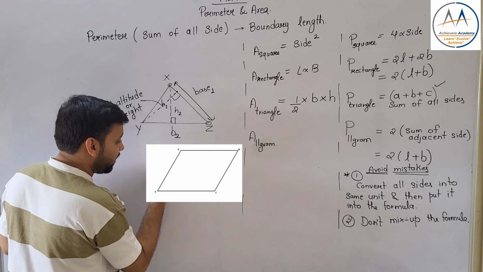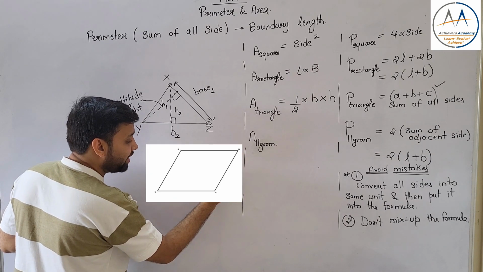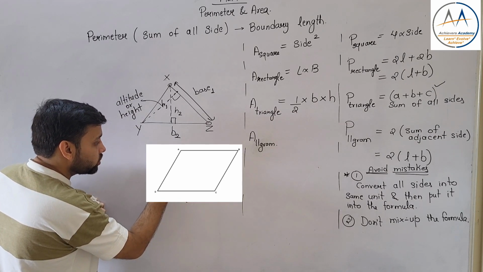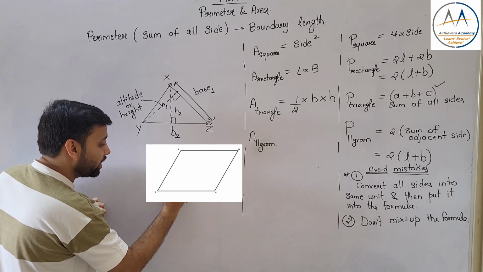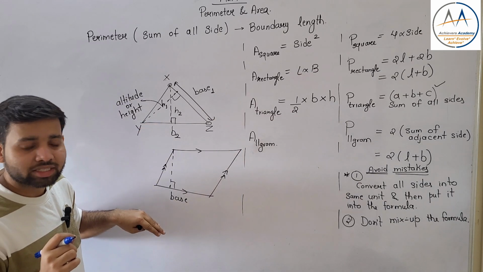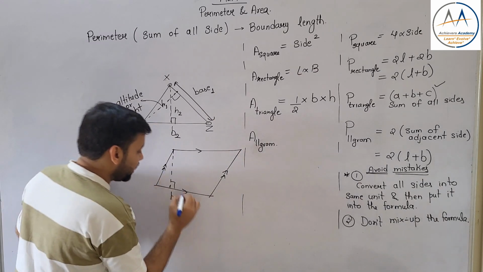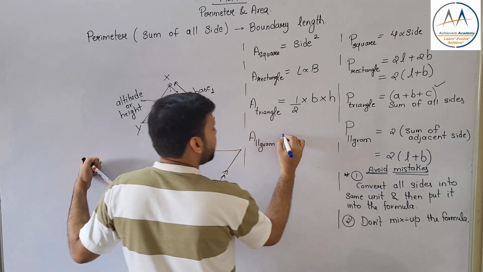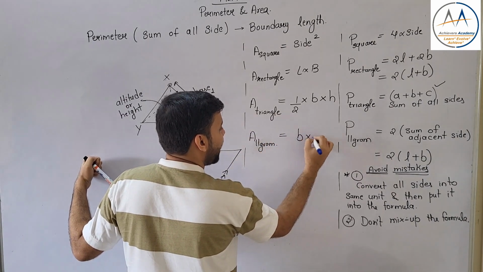Opposite sides are equal and parallel. But whatever side we are considering as a base, there should be a corresponding height on it, which is an altitude that should be perpendicular from the opposite vertex. If it's given, then the corresponding base is base 1, this is height 1. We can write the area of a parallelogram as base into height.